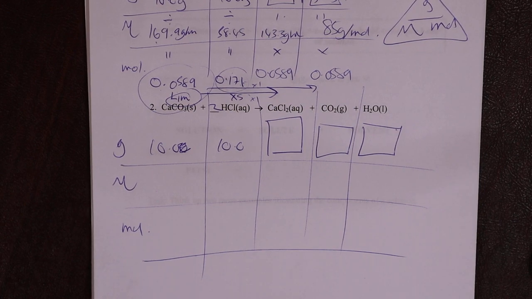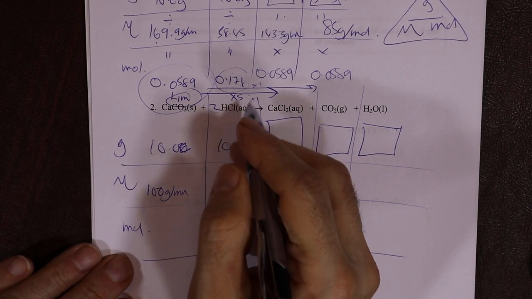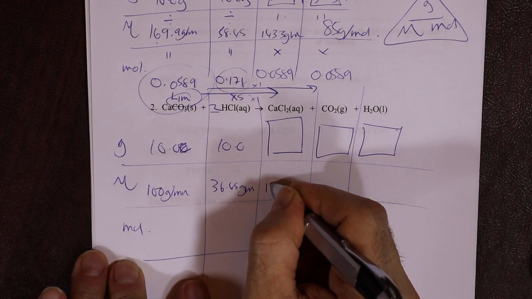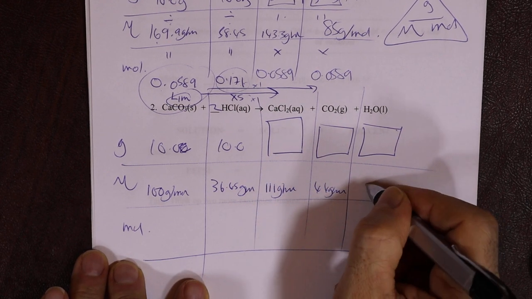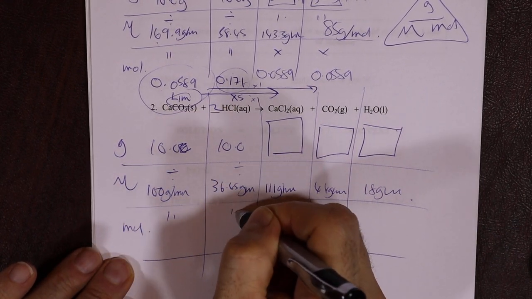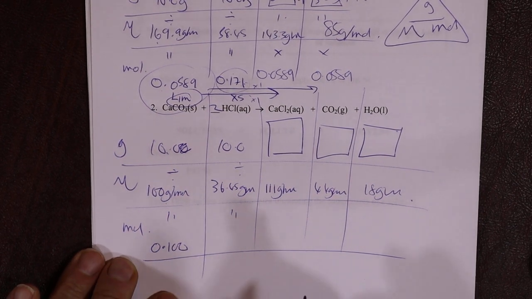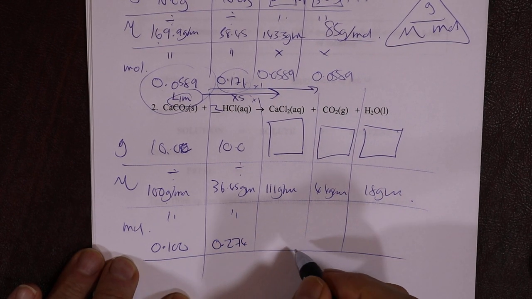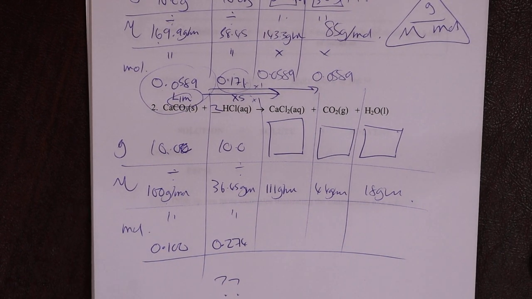If you remember from before, molecular weights were 100 grams per mole, 36.45 grams per mole, 111 grams per mole, 44 grams per mole, 18 grams per mole. Okay. Divide to go down. 10 divided by 100. Nice easy number. That's why I like this one. 0.1, right? Okay. 10 divided by 36, 0.274. Okay. So now we have to make that decision. Which is limiting, which is excess.